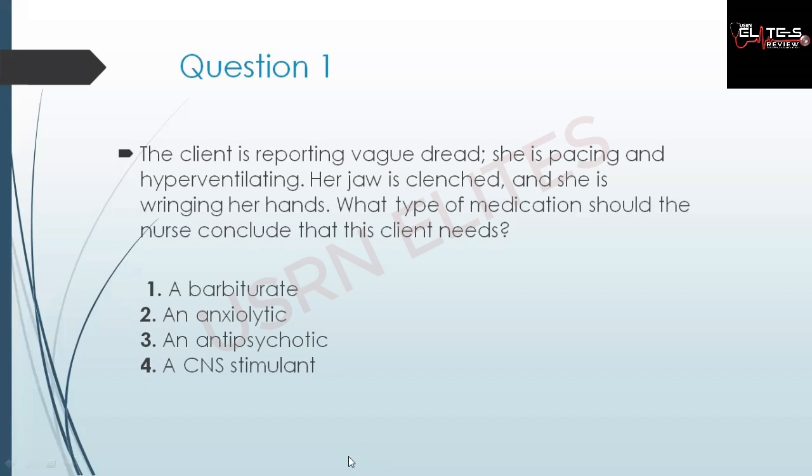It's a feeling of a dumb feeling, as if you are... So when somebody is feeling, I don't know how to explain it, but it's not something real. It's like you're unable to think clearly. It's like you're trying to hide something, you're not feeling well, having an uneasiness with yourself, something like that. So the person reports vague dread. She's pacing. This pacing and hyperventilation should give you an idea of anxiety.